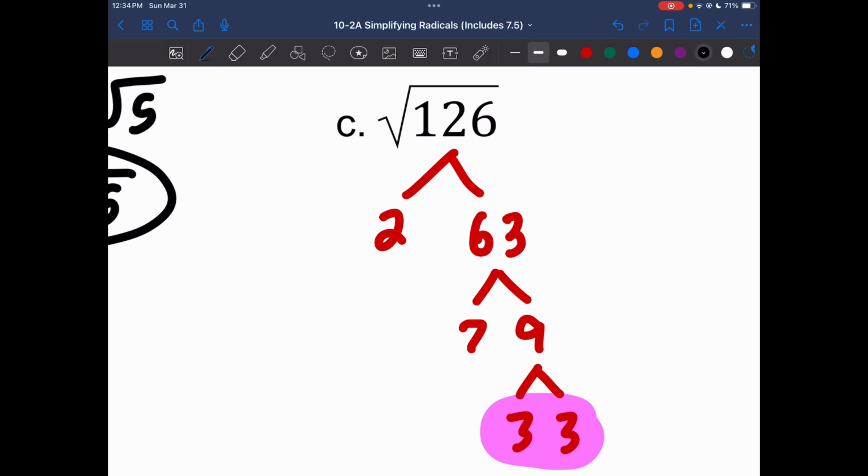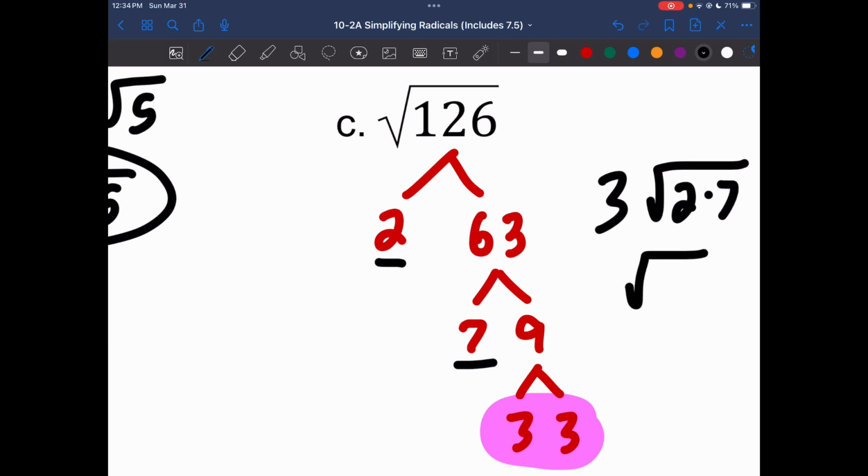So that tells me I can bring a 3 to the outside of my radical. And then what do I have left inside? I have a 2 that has no pair, and a 7 that has no pair. Then we simplify. 2 times 7 is just 14, and we have the 3 out in front.